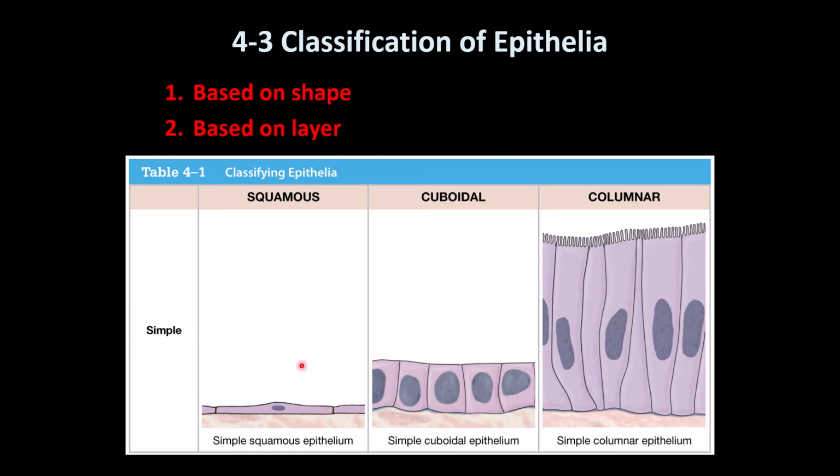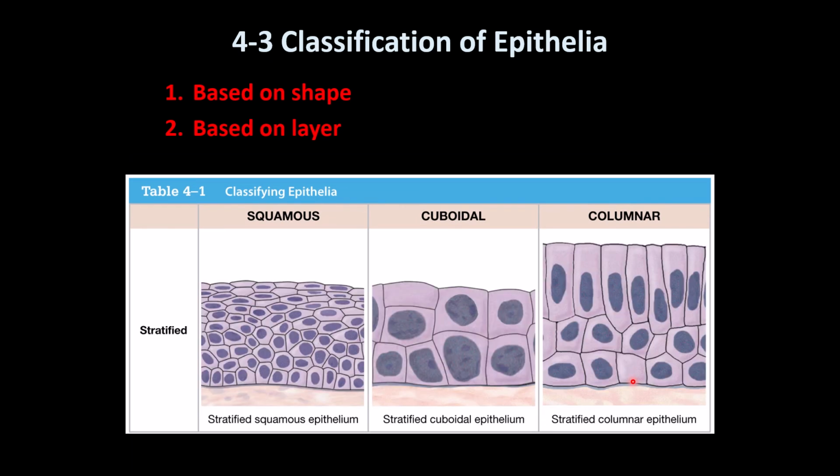And based on the shape, there are three different types of shapes here. This is the flat one. The flat one is called squamous. This is the cuboidal, square shape. So this is called cuboidal. And these are the tall ones, and these are called columnar. If you combine both of them together, the first one is called simple squamous epithelium, which means it's one layer and it's flat. The second is called simple cuboidal epithelium, which means one layer but it is square shaped. The third one is called simple columnar, which is one layer, but these are tall shaped epithelial cells.